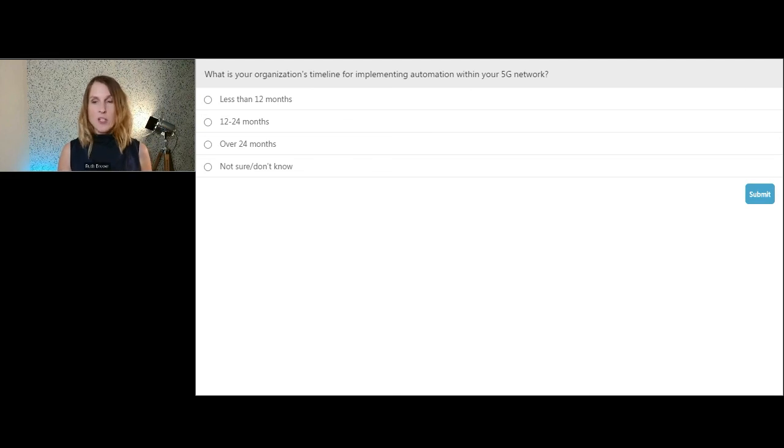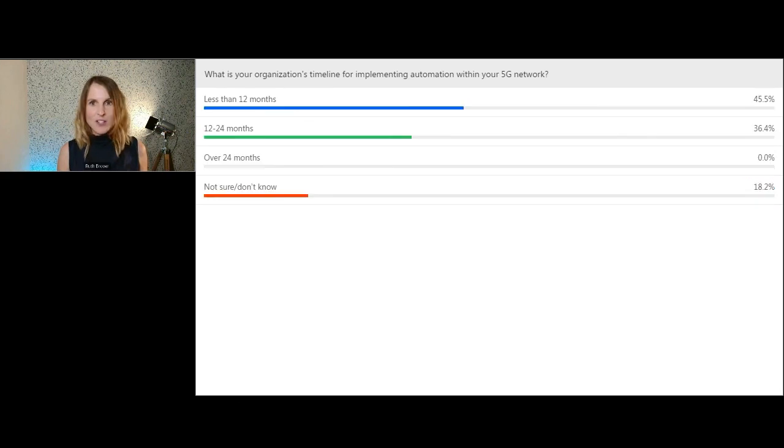We'll give everybody a few moments to vote on that question before we hand over to Srihari and Sandeep for some questions again. Just to repeat the question one more time: what is your organization's timeline for implementing automation within your 5G network? Let's go live to the results and see how they're forming.